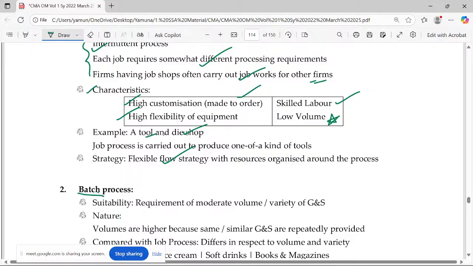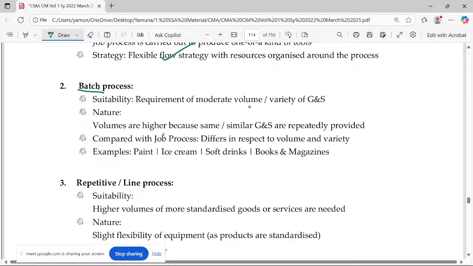Second type, batch. Here it will be moderate volume. See, the first case was low volume. Here it will be moderate volume. But obviously there will be variety of goods and service. Compared to the first one, which had high variety of goods and service, here there is variety of goods and service. So there is a difference. Only by a single word, it's totally changing the status.